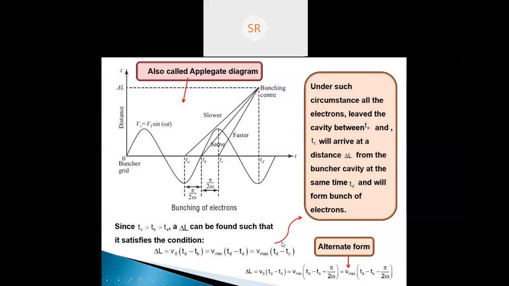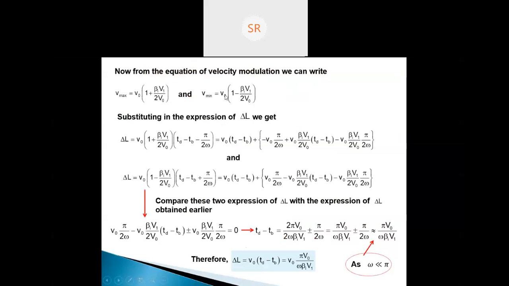Or we can write this expression in an alternate form. V max is equal to V0 times (1 plus beta I V1 by twice V0), and V minimum is equal to V0 times (1 minus beta I V1 by twice V0). By substituting the expression of delta L and solving all these expressions, we'll get delta L. You just remember this equation.